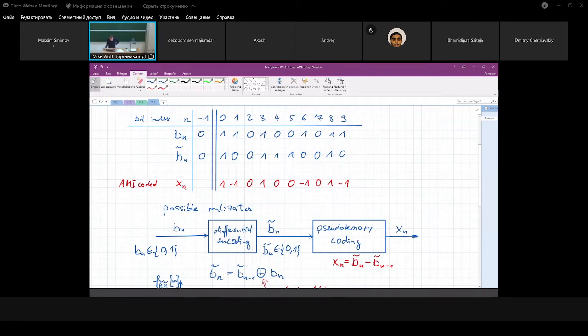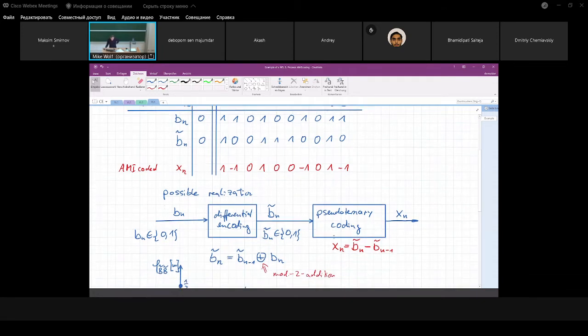So this means if I take a look at the differentially encoded bits and I see here is a change, I know the original bit basically. Then the coding we are interested in is that we take the difference of the current differentially encoded bit and the previous bit, and you see this works.